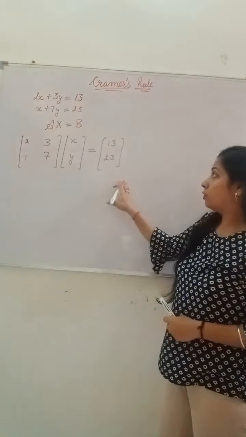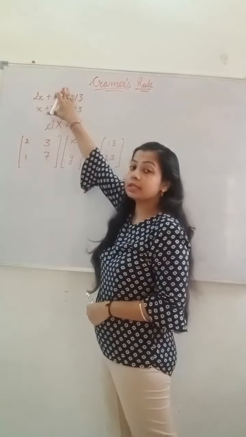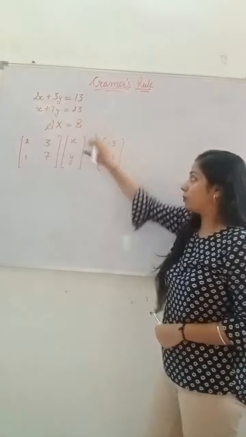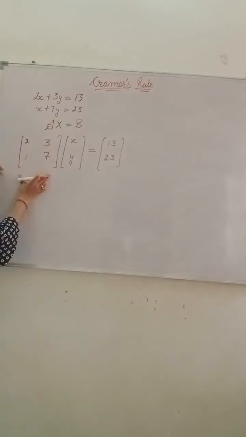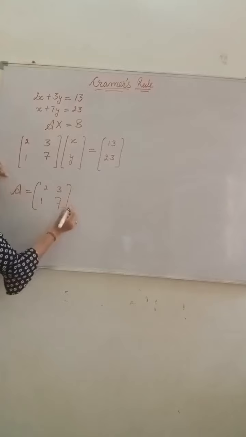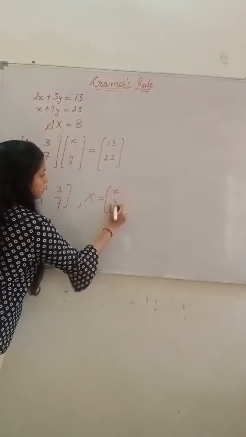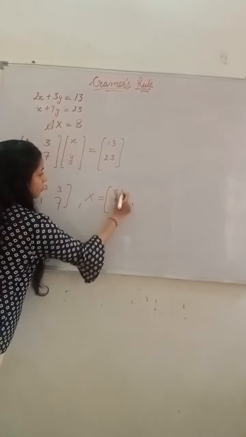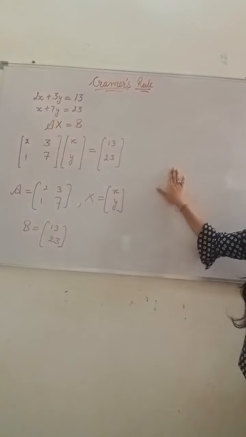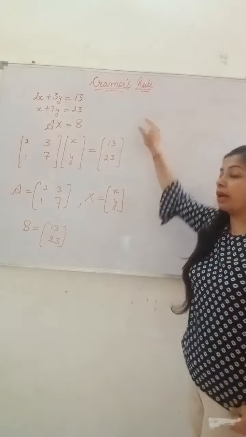Now what is the first step? First of all, put these equations in matrix form like this. Now you can see that is matrix A, and here X is this matrix X, Y, and that is matrix B. Now here you have to follow 5 steps in Cramer's rule.